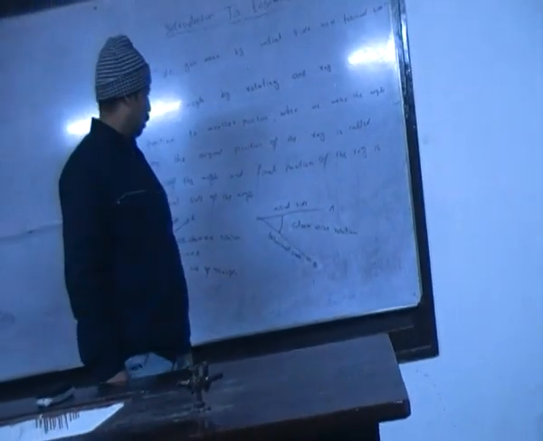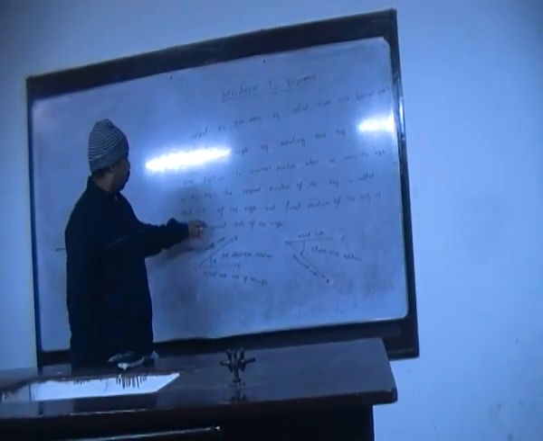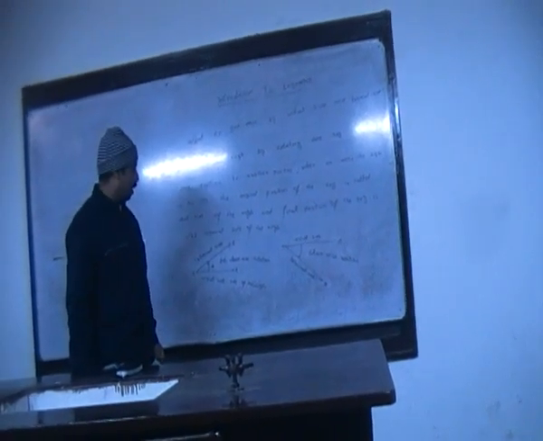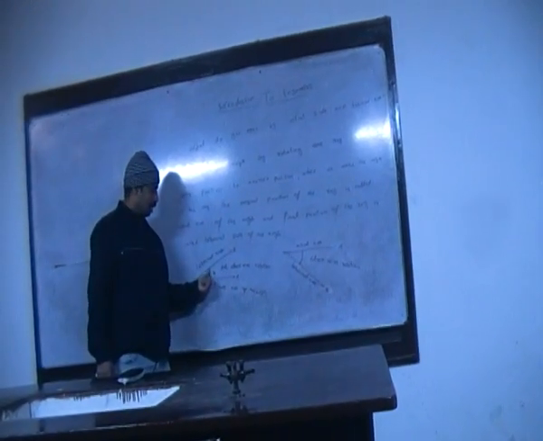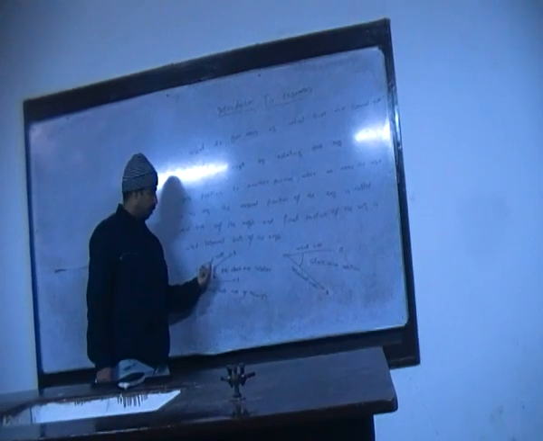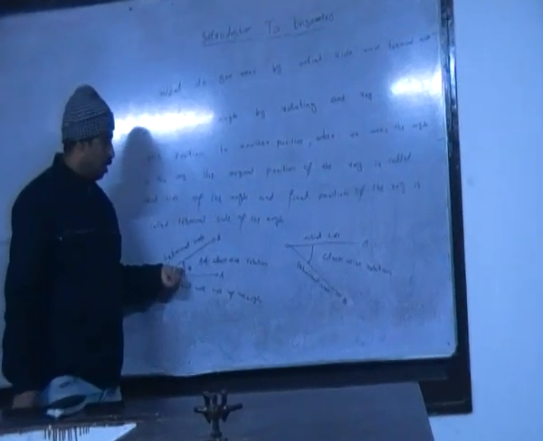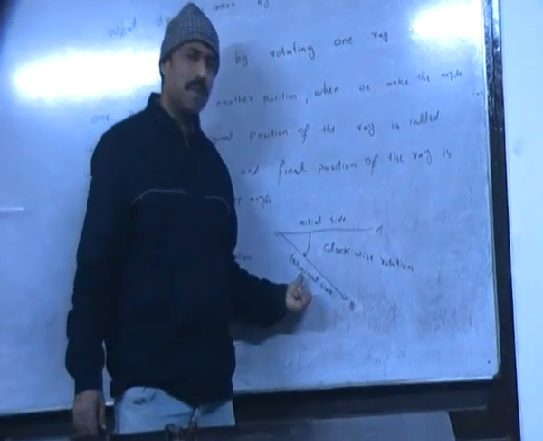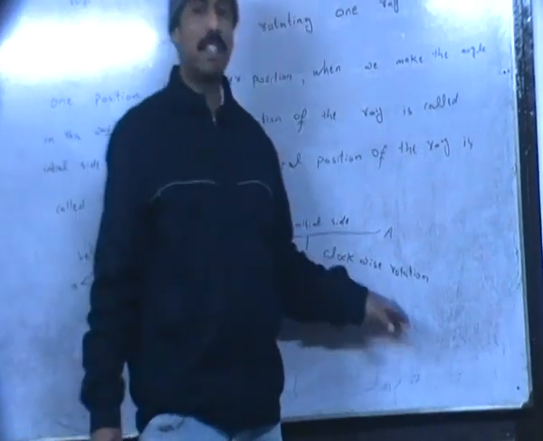I hope that you have understood my lecture. What is the initial side and what is the terminal side of the angle? It is the initial side of the angle, and it is the terminal side of the angle. The rotation is along the anti-clockwise direction. It is the initial side of the angle and it is the terminal side of the angle. And the rotation is along the clockwise direction.